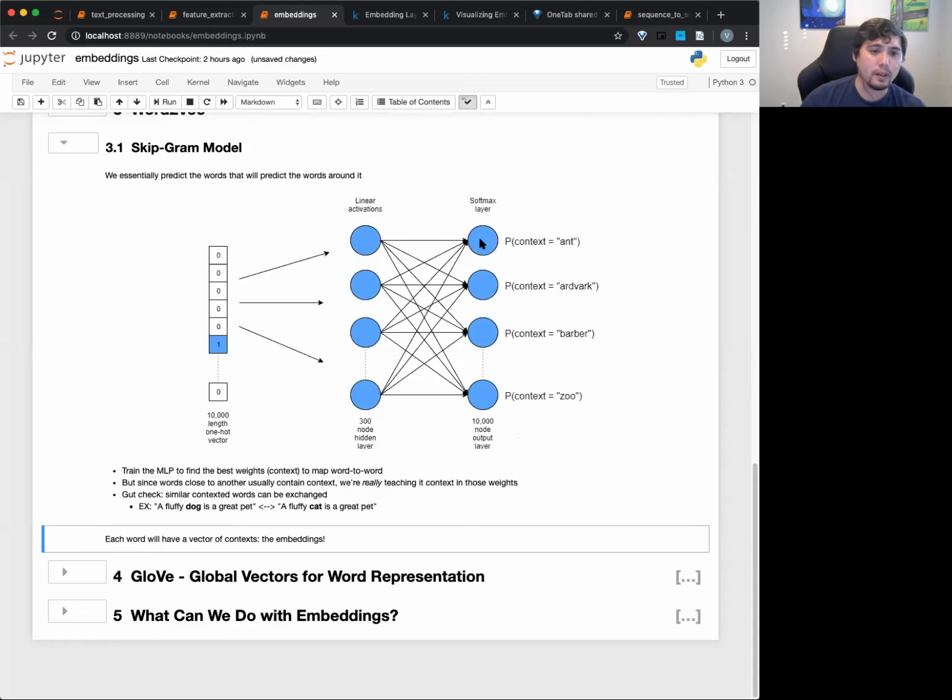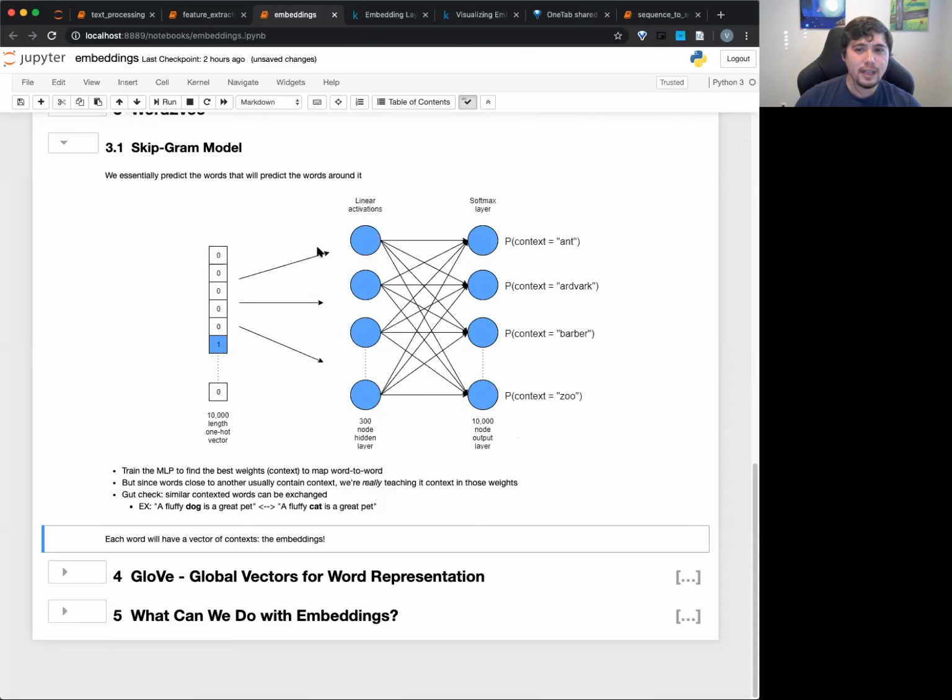Well, ant very rarely occurs when it's dog. Zoo, a little bit higher, and barber, almost 0. There's never, dog and barber are never mentioned together. And so what's cool is that you then say, okay, let's train this, and basically you optimize it.